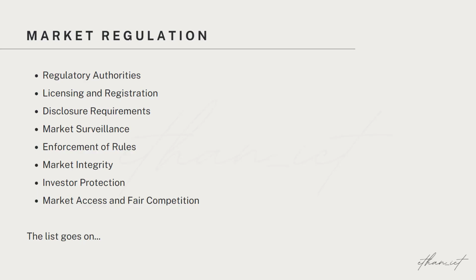Regulatory authorities, often government agencies, are responsible for overseeing specific financial markets. Examples include the Securities and Exchange Commission, known as the SEC, in the United States, the Financial Conduct Authority, FCA, in the United Kingdom, and the European Securities and Markets Authority, also known as the ESMA, in the European Union.